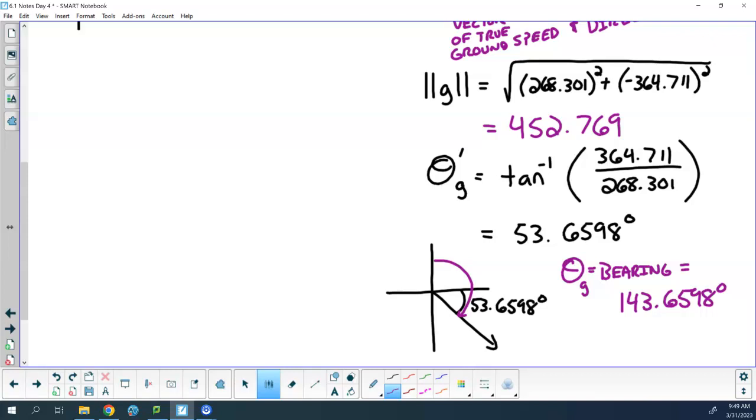Could you write it like the south? We'll get to that in a minute. How did you come up with the 143? I just added 90, because we had it in quadrant number 1.